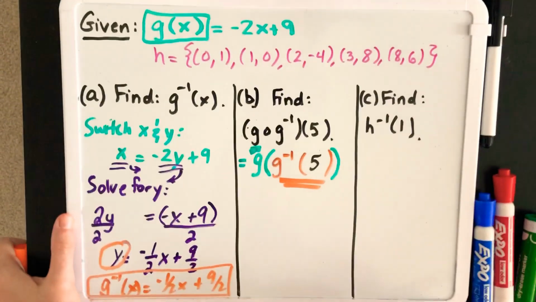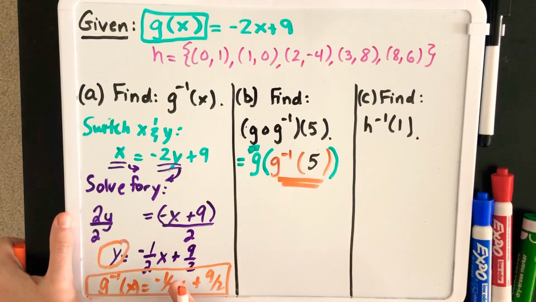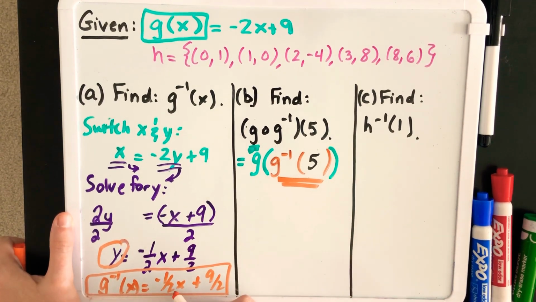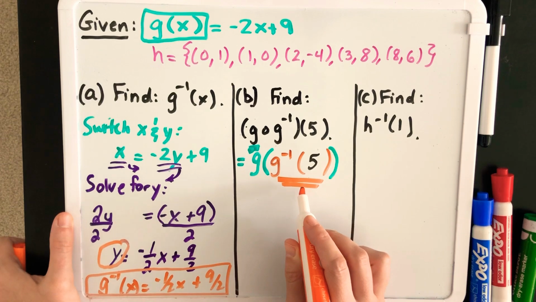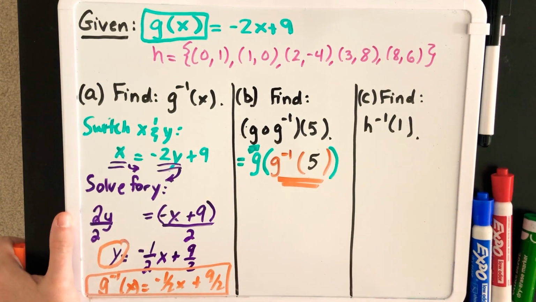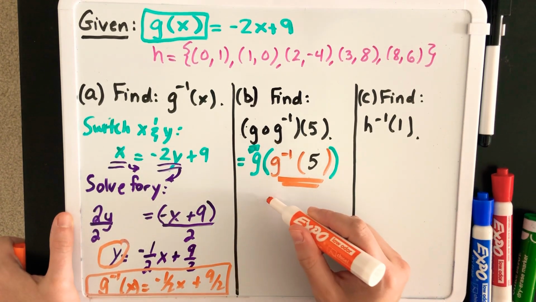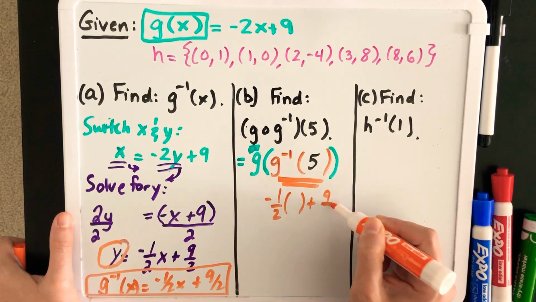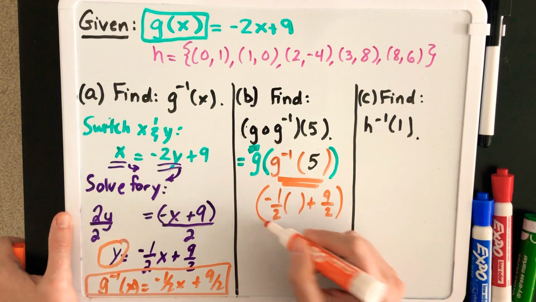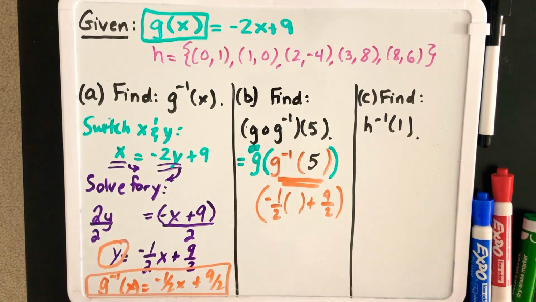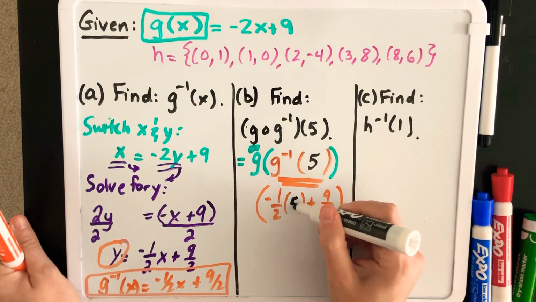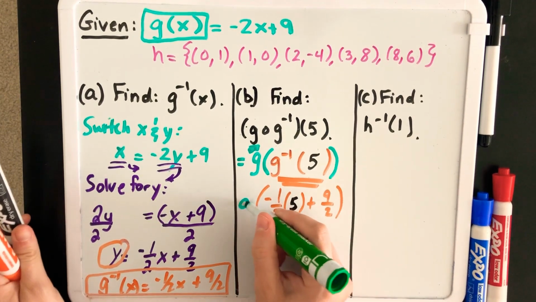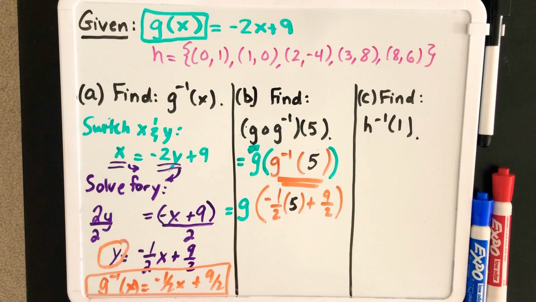And we'd say, well, what would g inverse of 5 be? Well, here's the g inverse function that we found. It would take negative 1/2 times our input, which is 5, so negative 1/2 times 5, and add 9/2 to it. That would be g inverse of 5. So we're inserting 5 there. And whatever answer we get, we have to plug that into our g function. Okay, so we're not quite done yet.